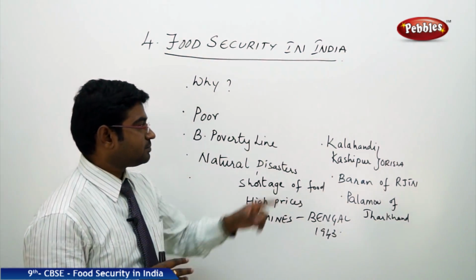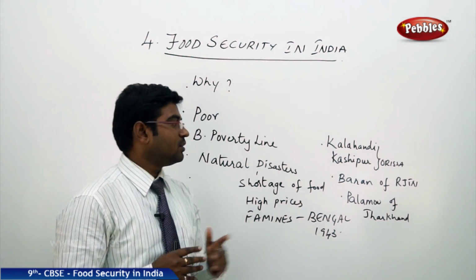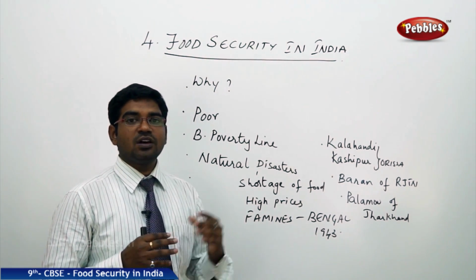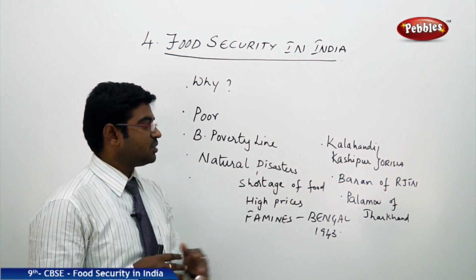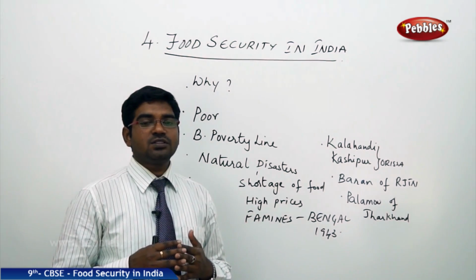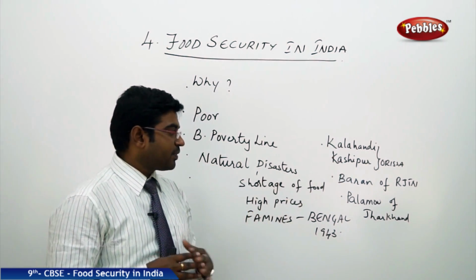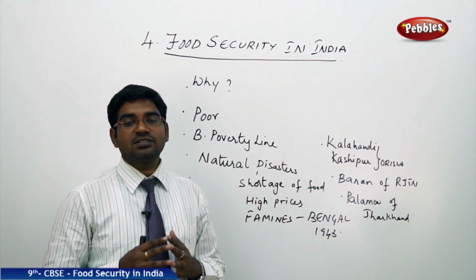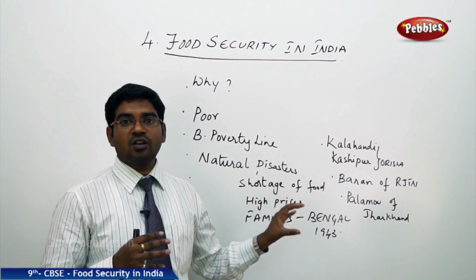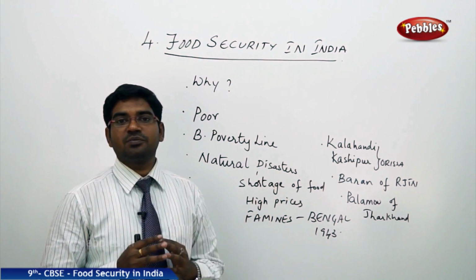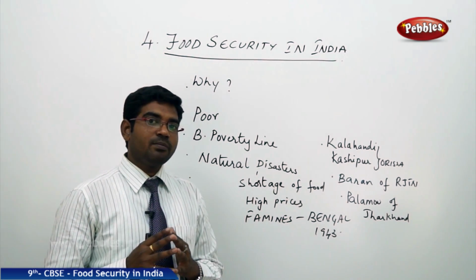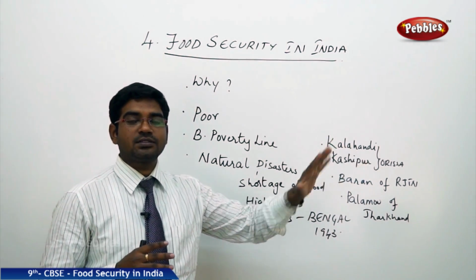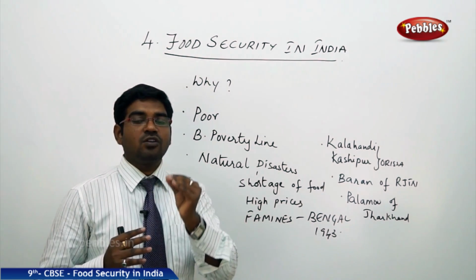For example, in Kalahandi and Kashipuri of the Orissa region, there have been reports of people dying due to starvation, and also in the Baran district of Rajasthan and the Palamu district of Jharkhand, where evidence has been traced that people are also dying because of starvation. So it is necessary for the government to take certain steps to stop these kinds of unnatural deaths which are happening due to lack of food.